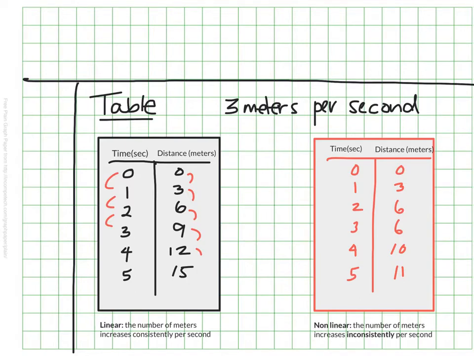And this is non-linear because every time my second goes up by 1, right, it's nice and consistent, the number here changes. This went up by 3, this went up by 3, but then in 1 second it didn't go anywhere. In another second it went up by 4, and in the last second it only went up by 1. If I were to find the unit rate for each of these, they would not be the same. It would not be consistent. So that's what we can see when we look at it as a table. Let's look at a graph now.